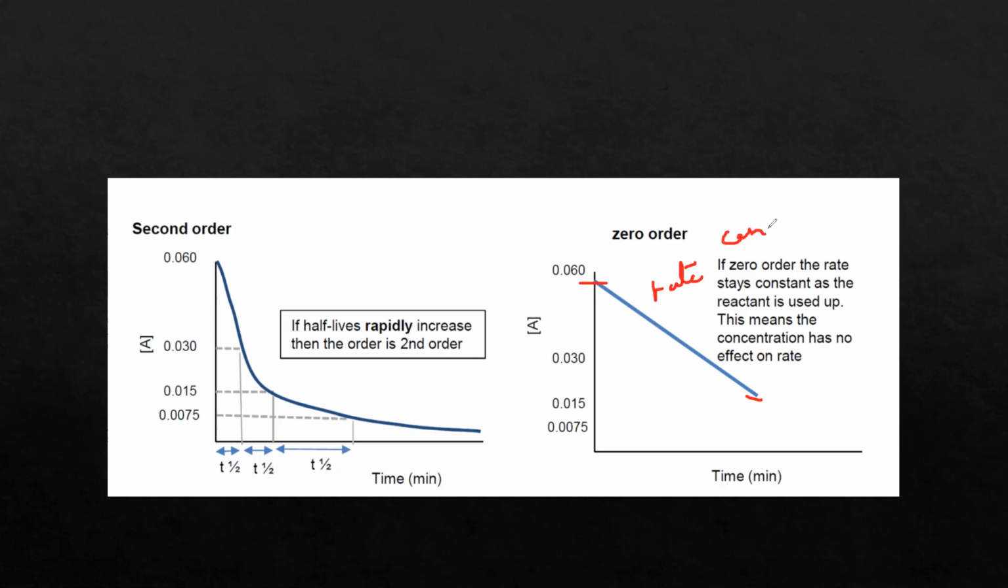If rate is constant, not affected by change in concentration or amount of reactant, it means it is zero order. The slope of the concentration-time graph represents the rate of the reaction. Is it clear? So for a zero order reaction, you will always have a straight line with a constant slope.